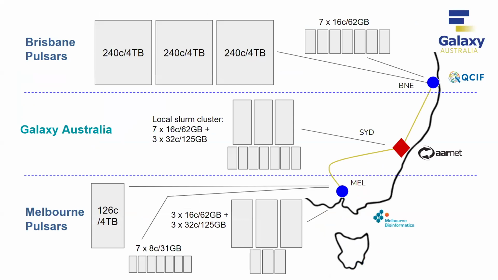So if we zoom in on the southeastern corner, we have a local Slurm cluster in Sydney, which has about 200 CPUs and 700 gigs of RAM. And in Brisbane, we have a medium-sized Pulsar cluster and 3 very large standalone Pulsars. And in Melbourne, a large standalone Pulsar and 2 small to medium Pulsar clusters. So we have quite a lot of compute in Sydney and a lot more in Brisbane and Melbourne.